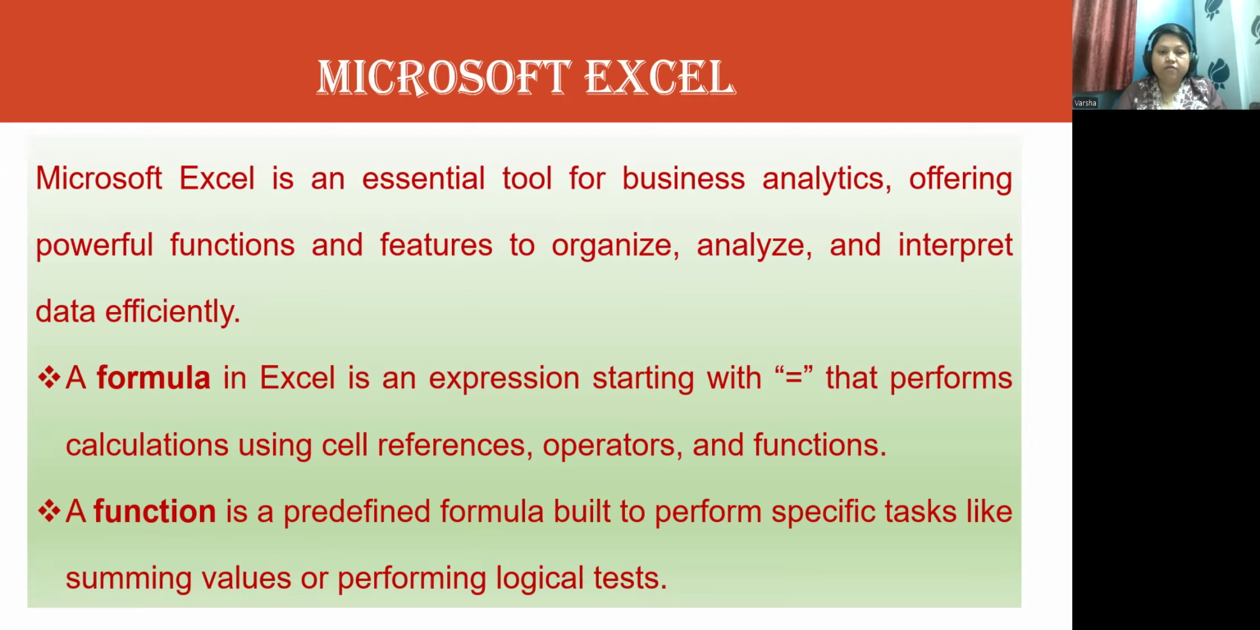and interpret data efficiently. Mostly Microsoft Excel uses two methods, the formula method and the function method. A formula in Excel is an expression starting with an equal sign that performs calculations using cell references, operators, and functions. A function is a predefined formula built to perform specific tasks like summing values or performing logical tests.